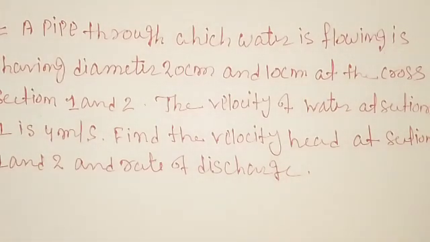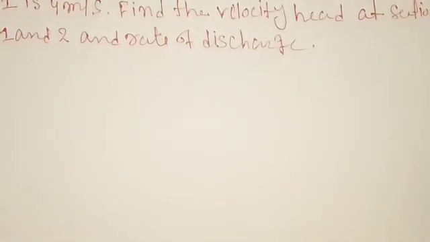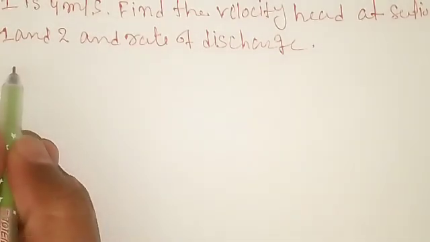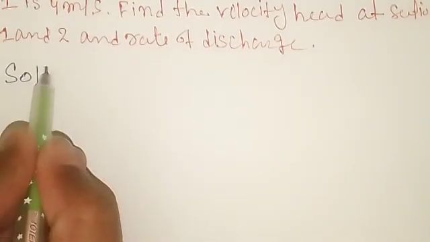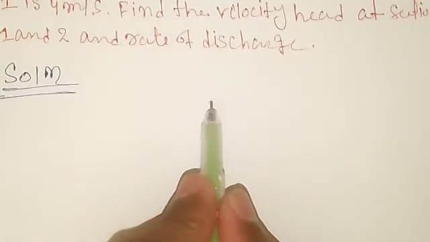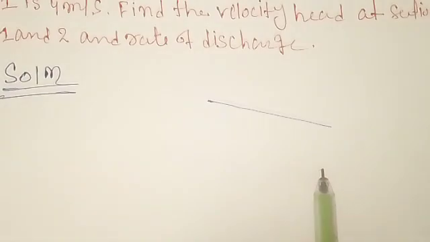All right, so we will draw one schematic layout of this problem, and then we try to understand this question. So for the solution, we will make one pipe having varying cross section like this, and it is like this, right?